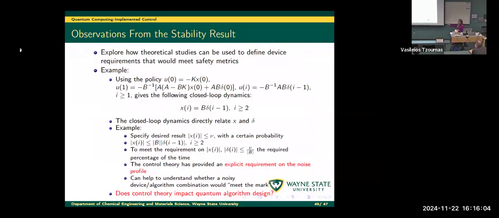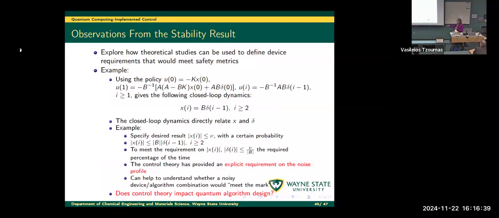Well, we could explore how theoretical studies might be used to help us define device requirements that might help us meet our safety metrics. So this is just a small example, but let's say that we wanted to use this kind of weird input policy where initially we use this input, and then at the next sampling time we use this input, and thereafter we use these. These ones, u of i, are dependent on the prior realization of this computation error. And then this would give us the closed loop dynamics after a certain point that is dependent on the computation error. So this helps us to directly relate our state and the computation error.